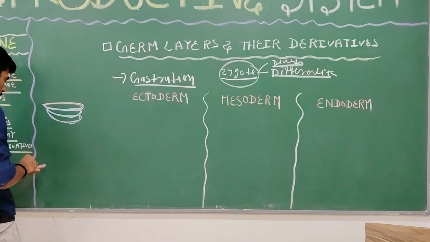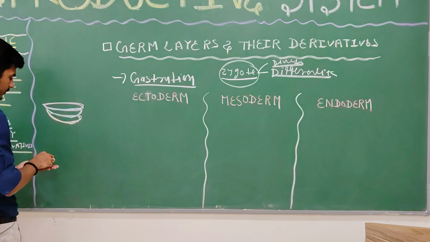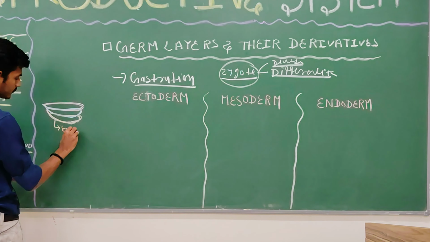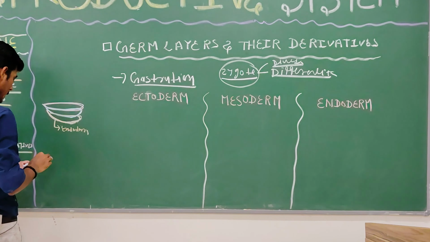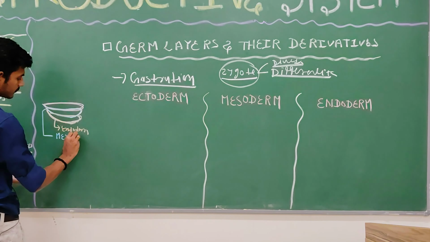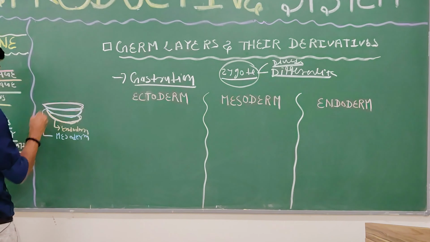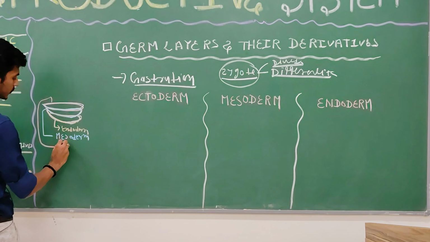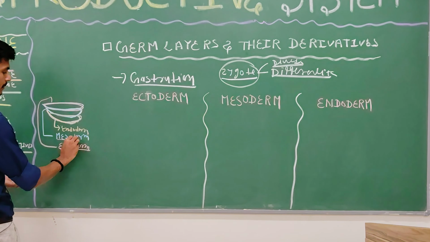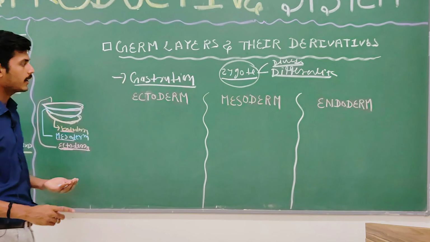If we talk about inner to outer, the inner layer is referred to as the endoderm, the middle layer as the mesoderm, and the outermost layer as the ectoderm. Meso means middle, endo denotes inner, and ecto means outer.